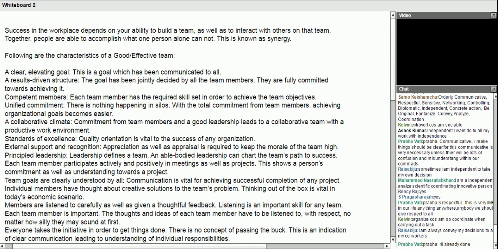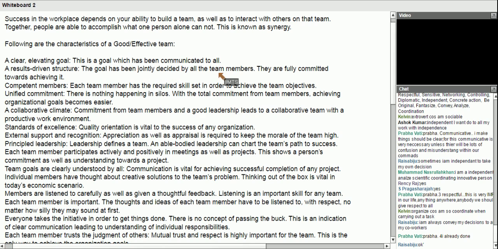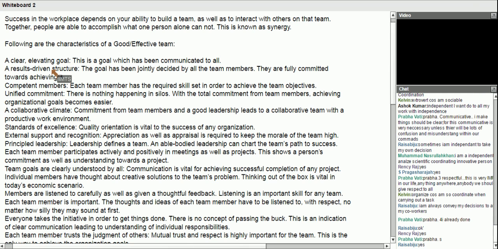Now, let's learn about the characteristics of a good or effective team. Okay? So, a clear, elevating goal. This is a goal which has been communicated to all. So a good and effective team will have a clear and elevating goal. Elevating means it is going to take the company to heights. Fine? Is it clear? Is it clear, everyone?